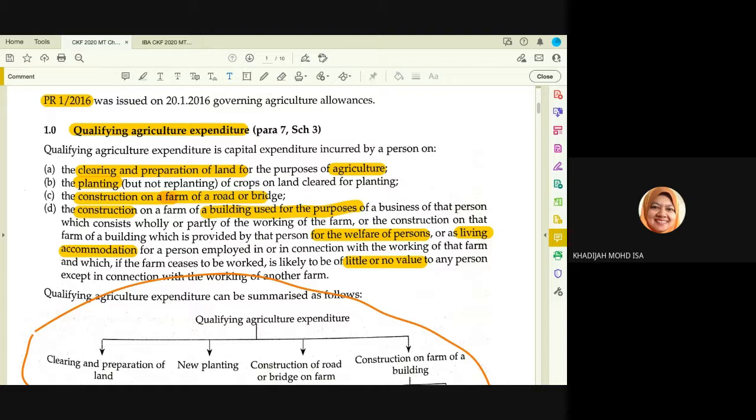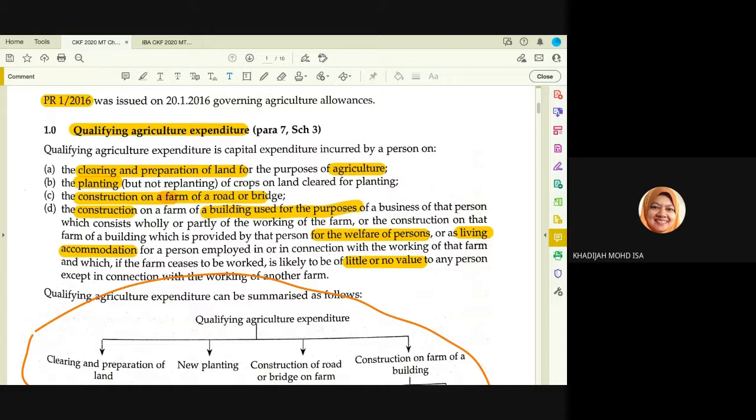Construction on a farm of a building used for the purpose of business of that person, which consists wholly or partly of the working of the farm, or the construction on that farm of a building provided by that person for the welfare of persons. For example, if you have a canteen, or a city hall, or it could be, on a farm normally refers to a temple, yeah? Or as living accommodation for a person employed in or in connection with the working of that farm, which if the farm ceases to be worked, the building is likely to be of little or no value to any person except in connection with the working of another farm. Later we look into what you mean by the building has little or no value, in order for it to be qualifying expenditure.